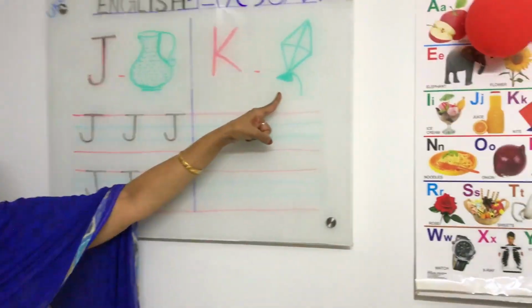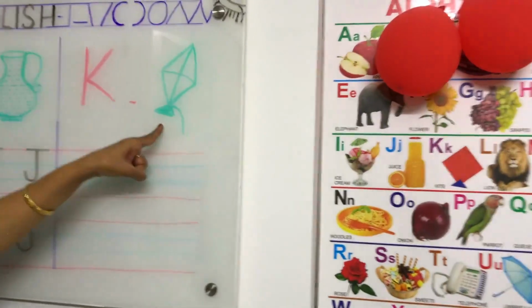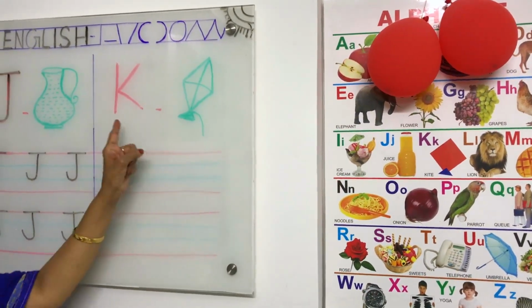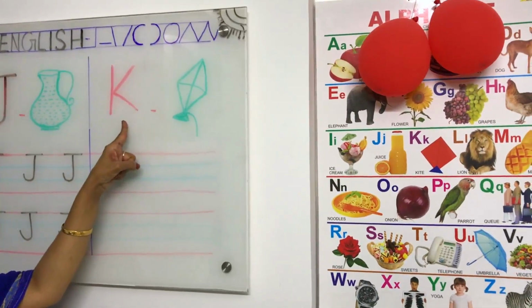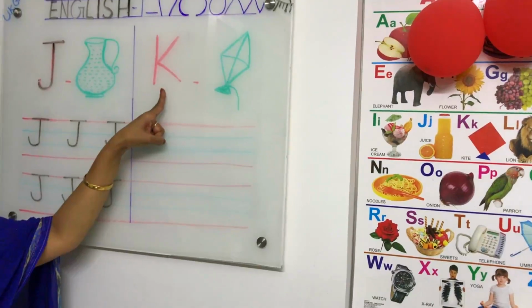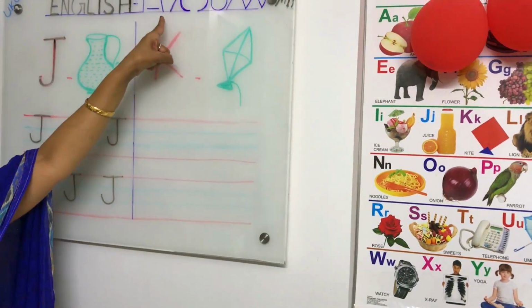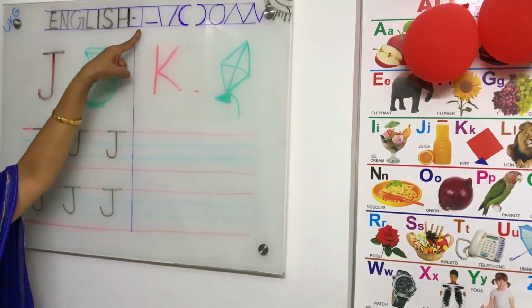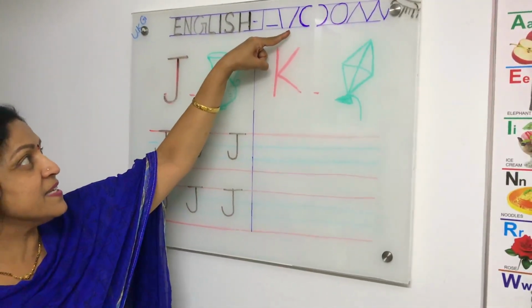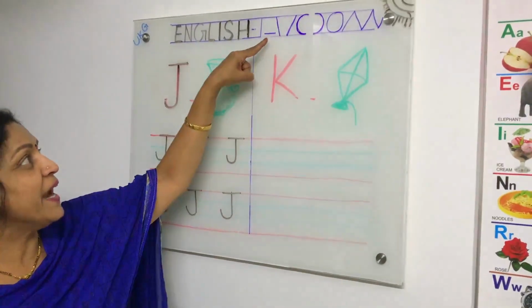What is this? Kite. This is kite. K for kite. What is this letter? This is capital letter K. For this capital letter, we have used standing line. Where is standing line? Here. Standing line. And this is a right curve and a left curve.